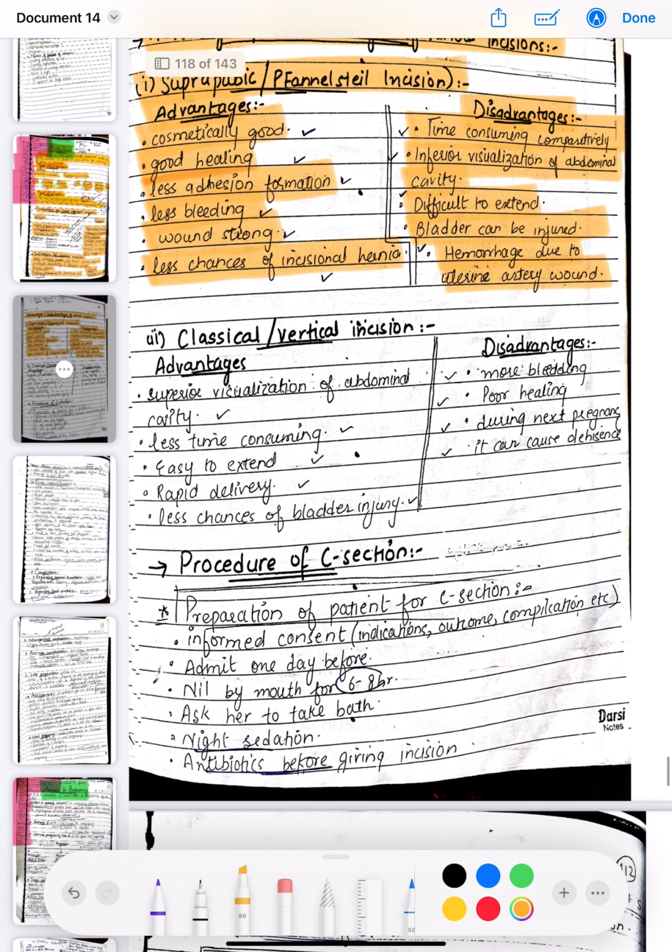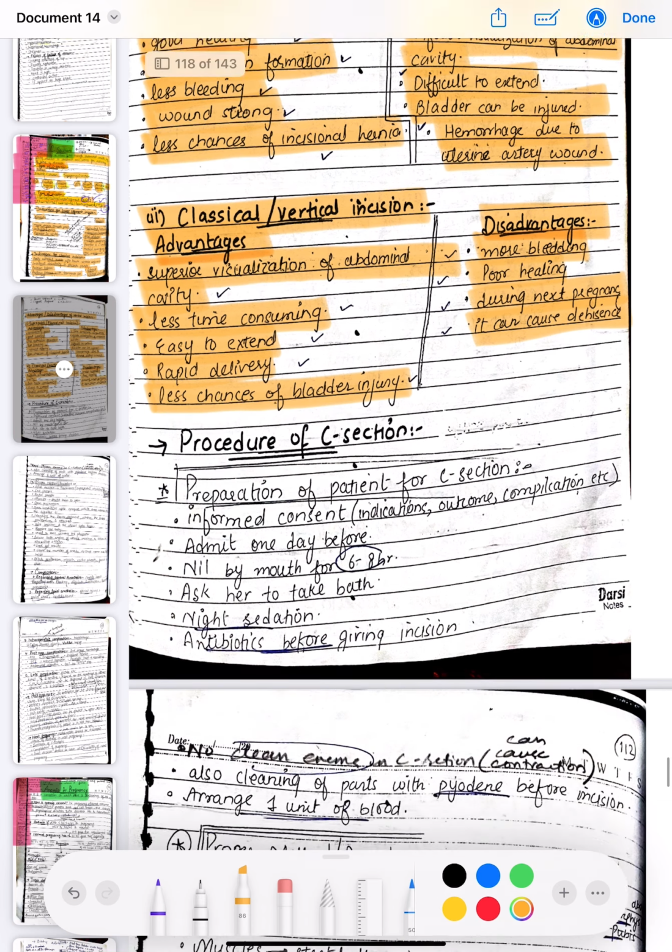Now for the classical or vertical incision, the advantages are superior visualization of the abdominal cavity, less time consuming, easy to extend, rapid delivery and less chances of bladder injury. The disadvantages are more bleeding, poor healing. During next pregnancy, it can cause dehiscence. These are the disadvantages of the vertical incisions.